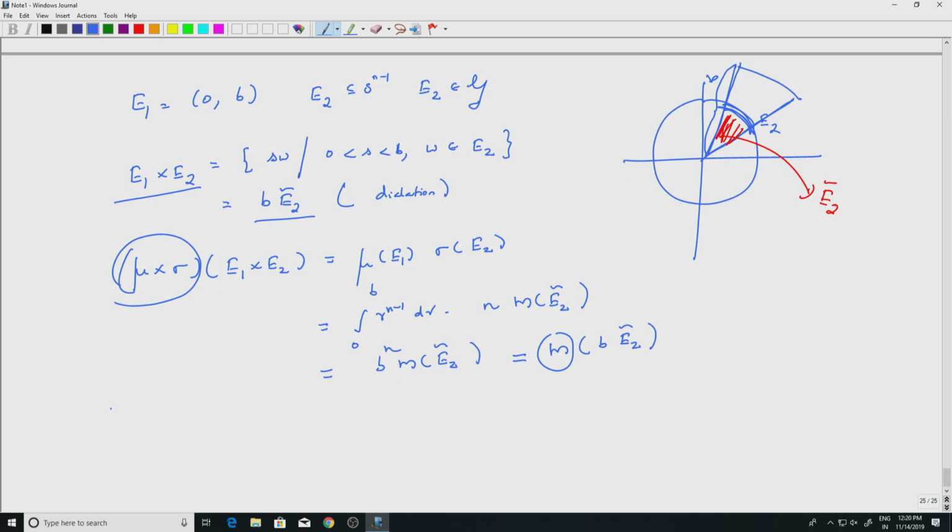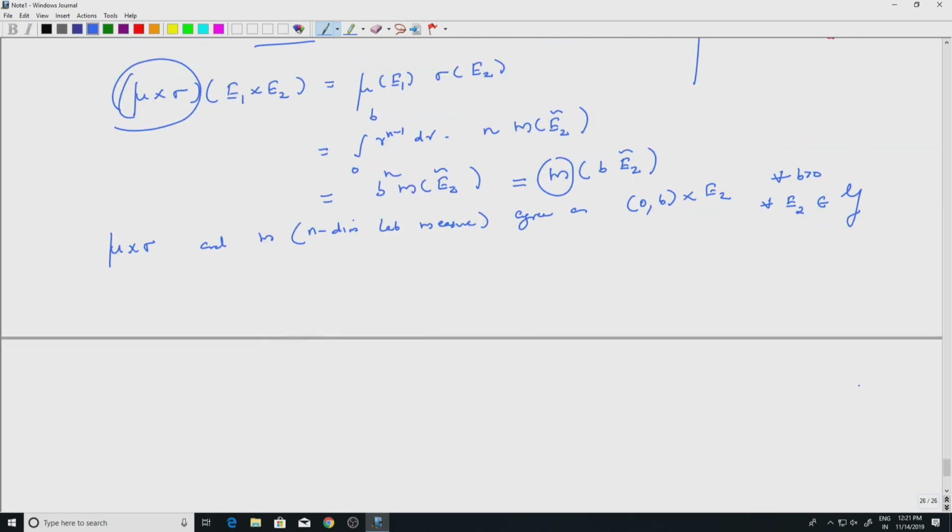So mu cross sigma and m, which is the n dimensional Lebesgue measure, agree on (0,b) cross E2, for every b positive and for every E2 inside S^(n-1), which is a measurable set. Okay, so that tells me that now I can take limits.